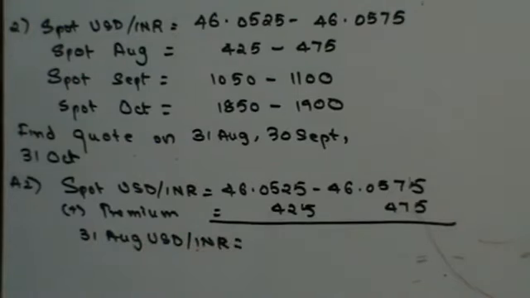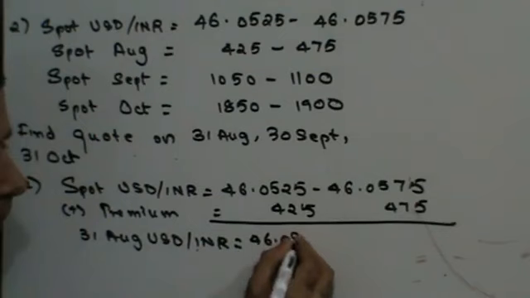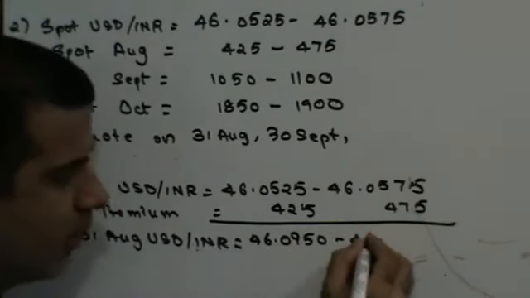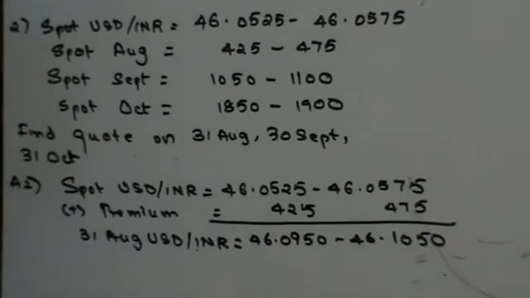When you add this, you will get this answer as 46.0950 and 46.0975. So from whatever date, when they say spot August, that means that's the last date of August, right? Start with the sum again.